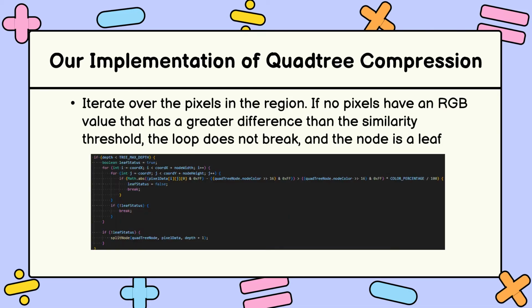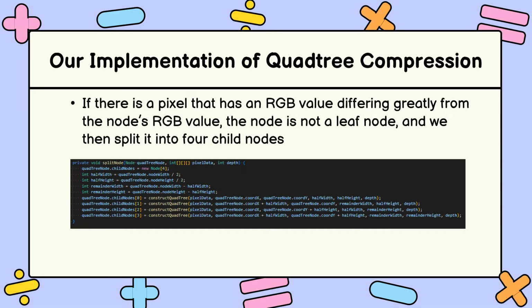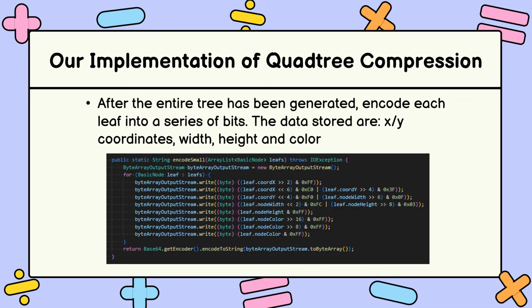We then iterate over the pixels in the region. If no pixels have an RGB value that has a greater difference than the similarity threshold, the loop does not break and the node is a leaf. However, if there is a pixel that has an RGB value differing greatly from the node's RGB value, the node is not a leaf node, and then we split it into 4 child nodes. After this entire iterative process, the tree will be generated.